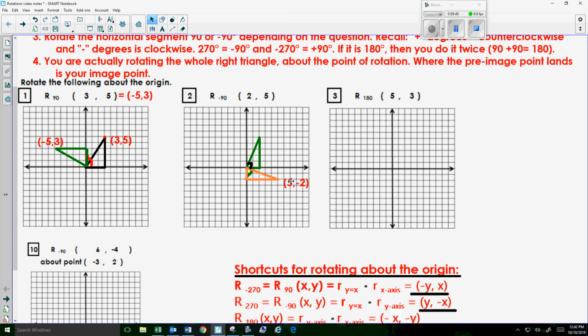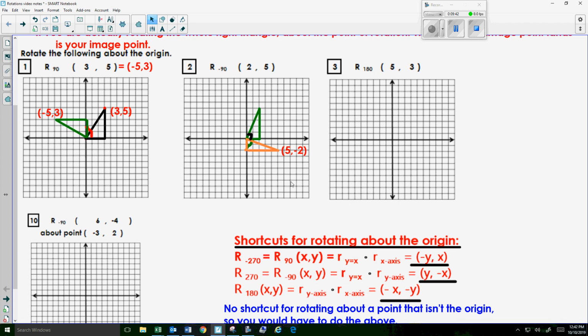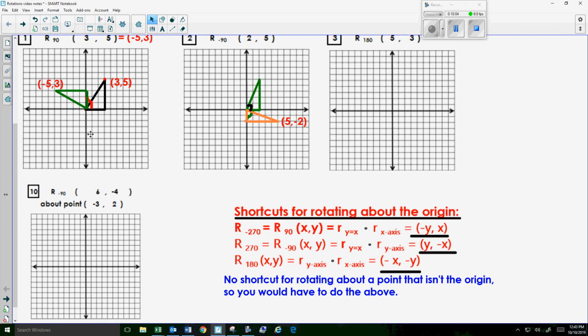Now, we can check it with our shortcut method here. Rotation negative 90 degrees right here. (x, y) becomes (y, negative x). So y is 5, negative x is negative 2. Right there. Okay? So again, you can choose to memorize this or just choose how to do this method right here. Of course, you would have to do that one for this one down here, but you don't have to do it for these. You can memorize these right here and just plug in the answer.